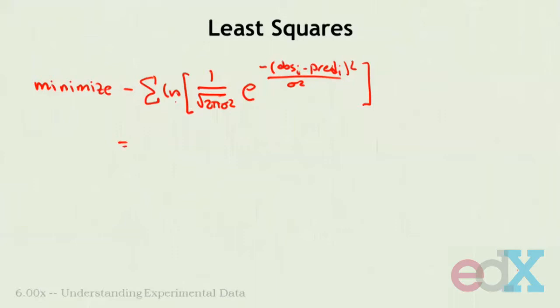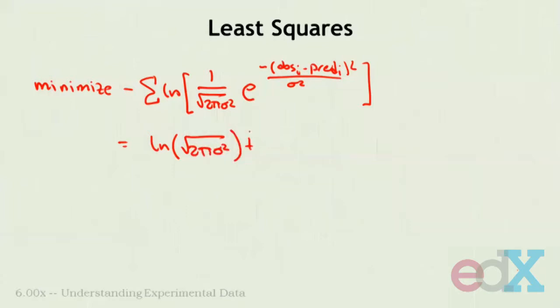So let's see. The natural log of a product is the same as the sum of the natural logs. And the natural log of 1 over something is minus the natural log of the something. So we'll use that minus to cancel out some of this. So this will be the same as the natural log of the square root of 2 pi sigma squared.